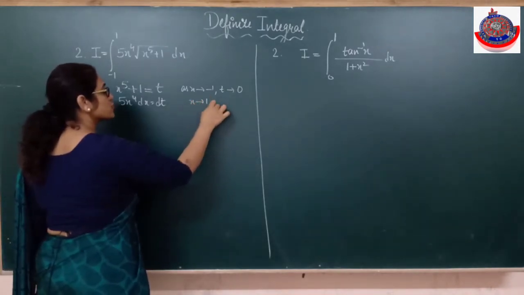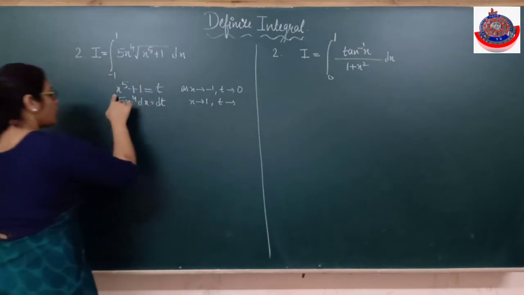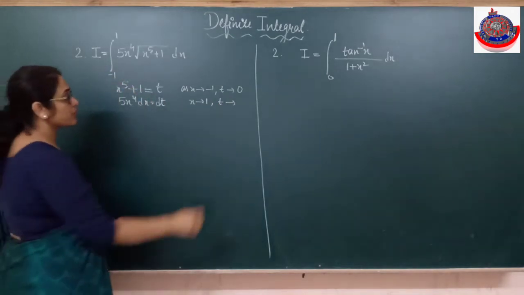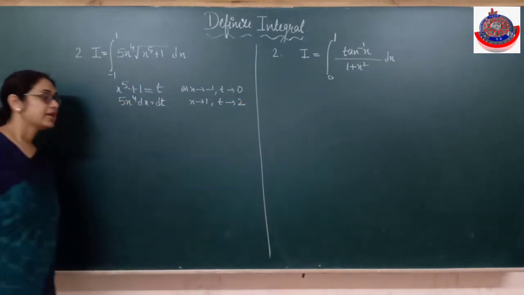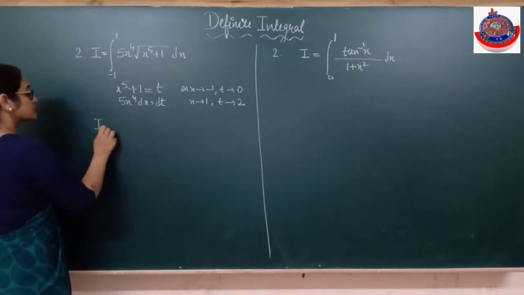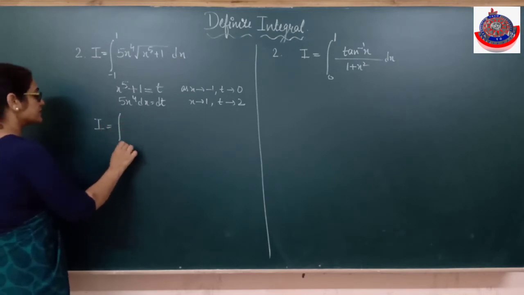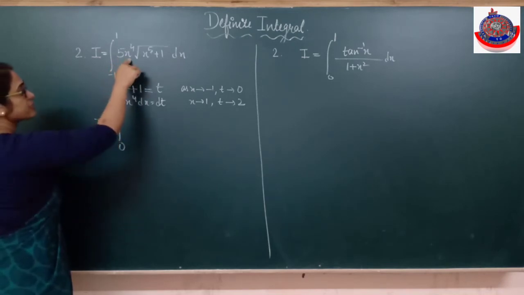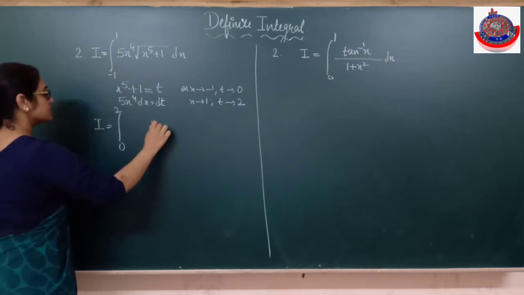As x approaches 1, t approaches what? 1 raised to power 5 would be 1, 1 plus 1 would be 2. Is it clear? So as x approaches 1, t approaches 2. Substitute now. The limit has become 0 to 2. 5x raised to power 4 dx has become dt.